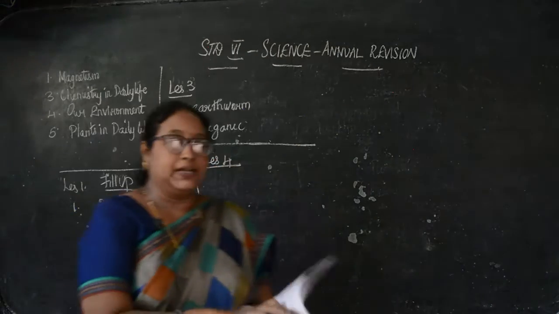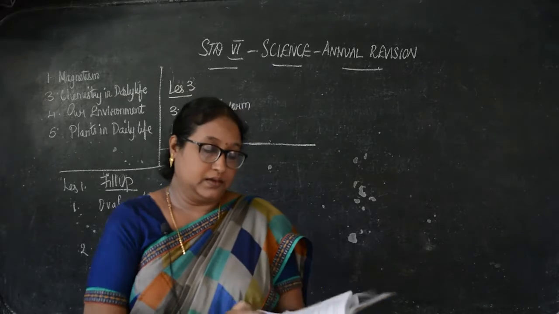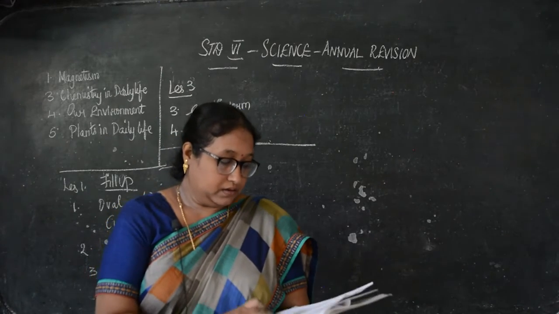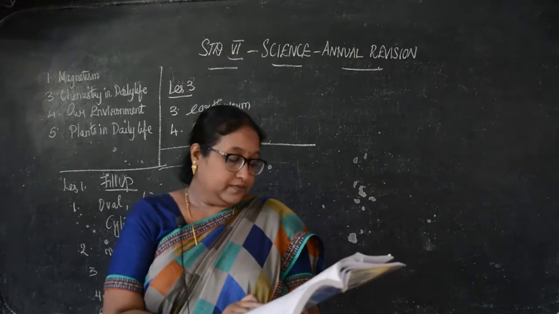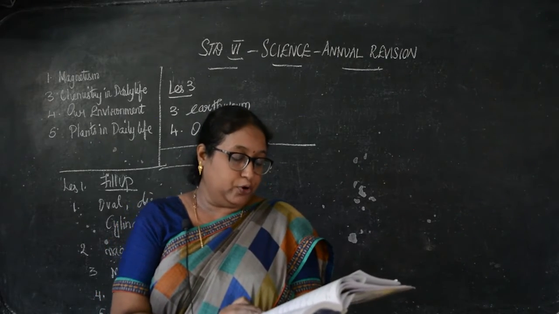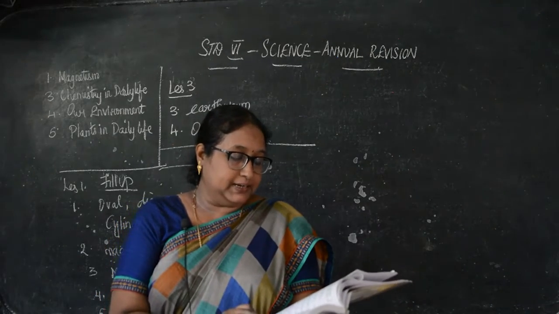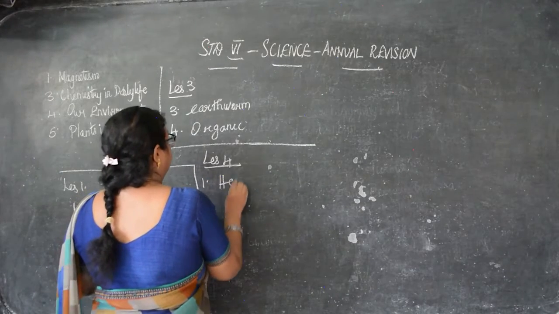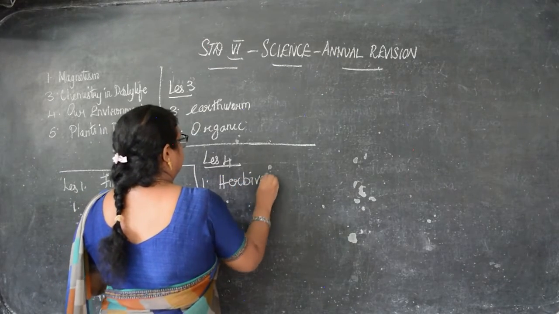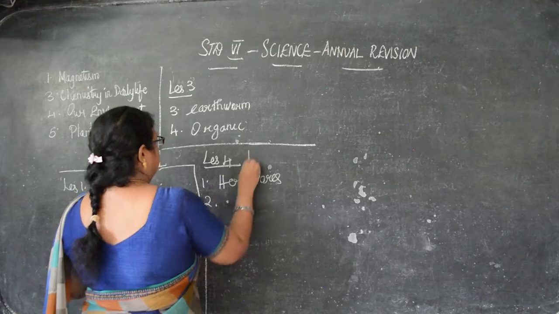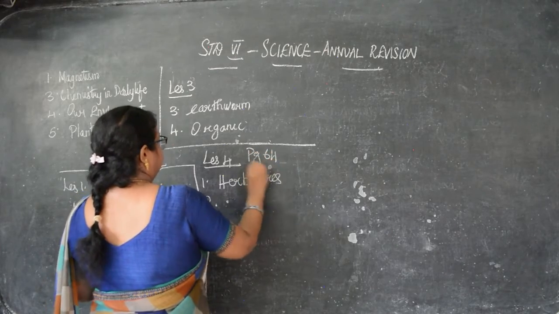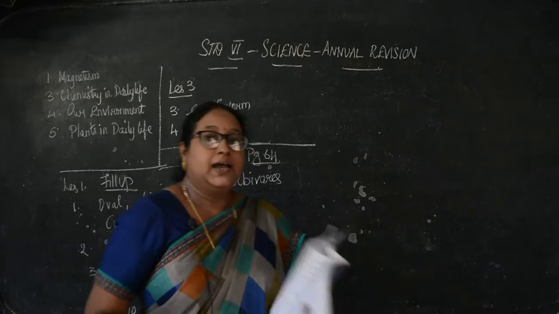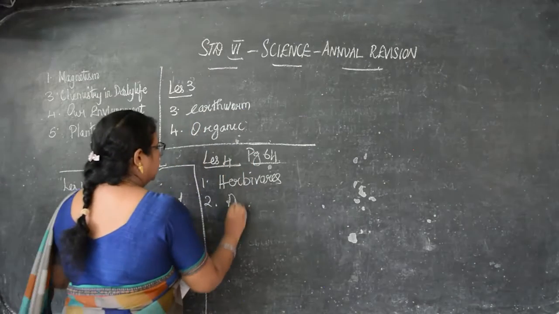Next we'll go to lesson 4, fill up. The 5 we have now. We'll see page number 64. Primary consumers that eat plants are called herbivores. This is page number 64, children. Okay. Then next, temperature, light and wind are dash factors.